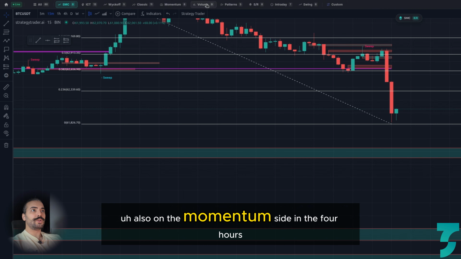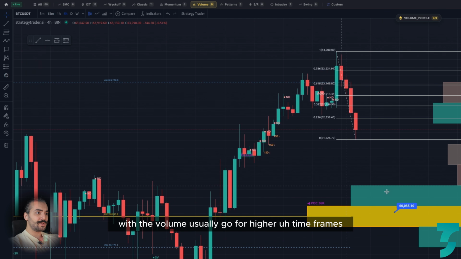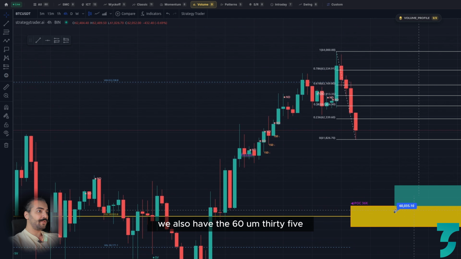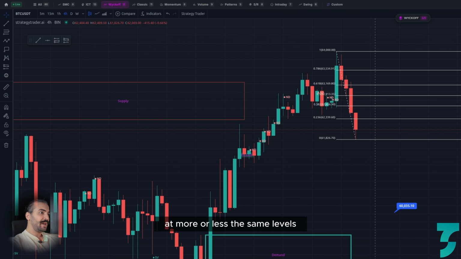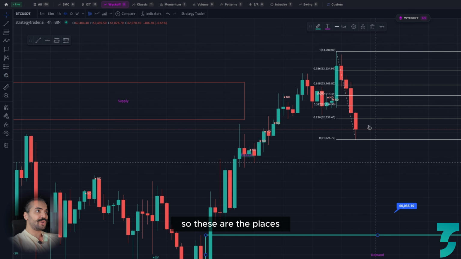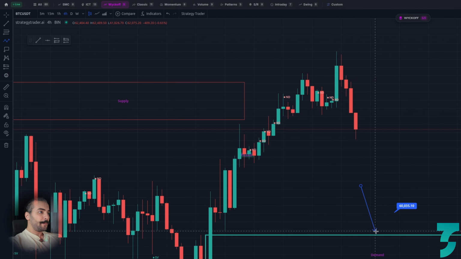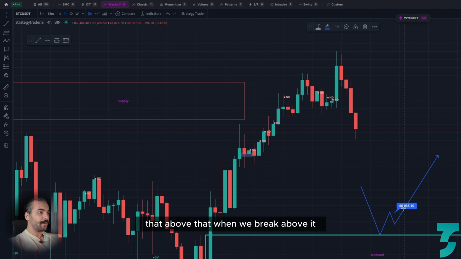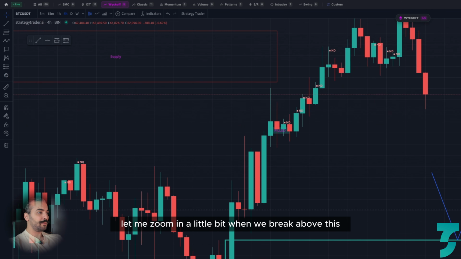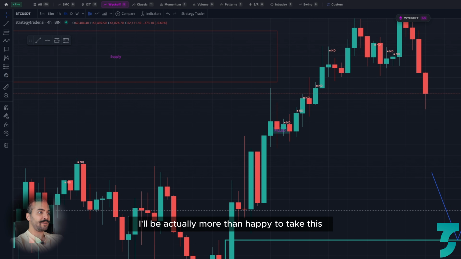As you have seen also on the momentum side in the 4 hours with the volume, usually go for higher time frames. We also have the 60-35. These are very important levels. We're going to trade them. And also from the Wyckoff point of view, we do have a huge demand at more or less the same levels. So these are the areas where I'm looking for a change of character structure, something like this, that when we break above it, let me zoom in a little bit, when we break above this, I'd be more than happy to take these trades.